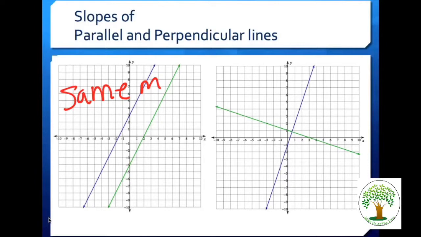Does anybody remember the relationship between these two? If I know the slope of this one, which is, I've got a dot there and there, I know this is 3 over 1, which is 3. So the blue one is a slope of 3. You with me so far? Okay. Let's do the green one. This one and this one.